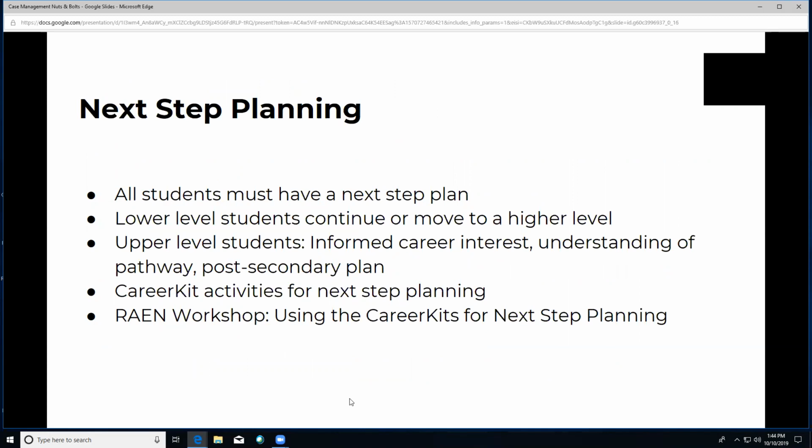Next step planning. So all students must have a next step plan. For lower level students, the next step plan is moving to the higher level. For upper level students, we need to help them figure out what their career interests are and what the next steps are along that pathway. So you can use a lot of the Career Kit activities, as I mentioned, to do that next step planning. I do have a RAIN workshop that I've done called Using the Career Kits for Next Step Planning. I will probably offer that again in the future.